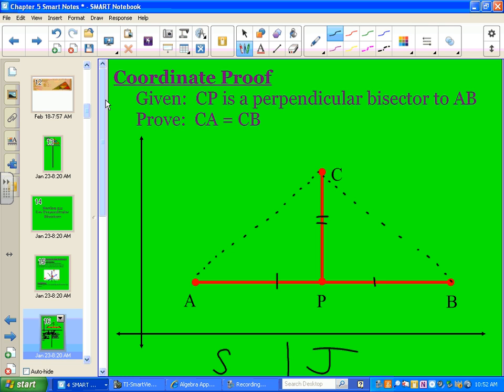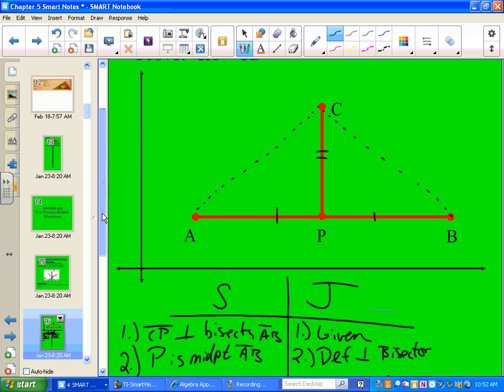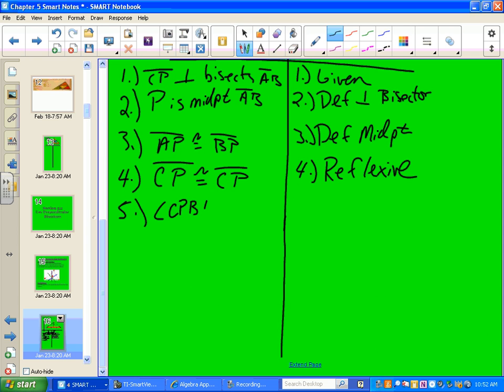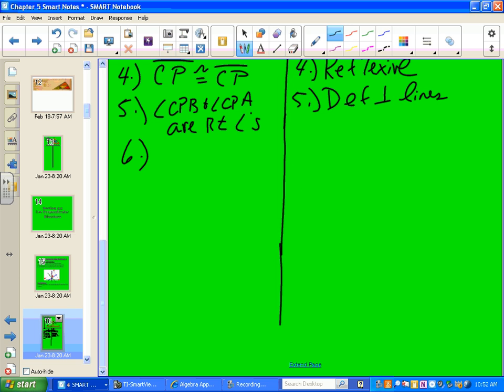No, the definition of perpendicular lines does not say anything about making angles congruent. Andy. What other angle is? Why? Perpendicular lines make our angles right angles. So CPB and CPA are right angles. Now that they're right angles, what can we say?